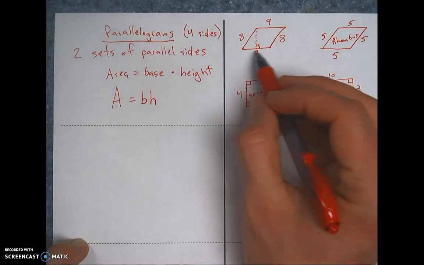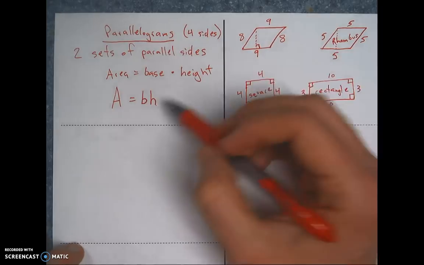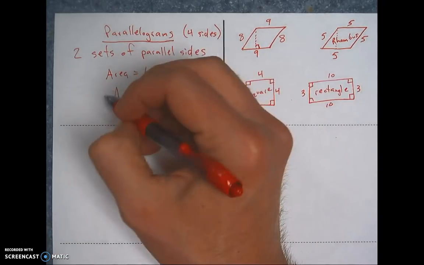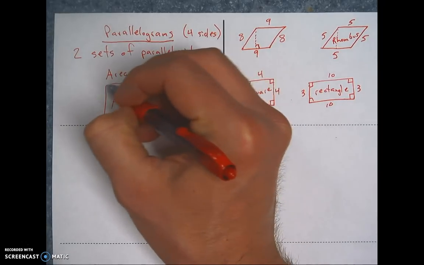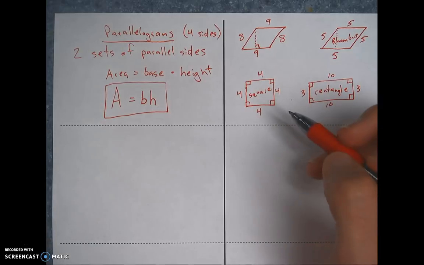And then this would be the base. Same thing here. The height gets dropped down. So we can't say length times width. That is true for a square and a rectangle, but if we want a formula that works for all of these, it's the base times the height. And in a square and a rectangle, the base and the height are the sides. It is the length and the width.